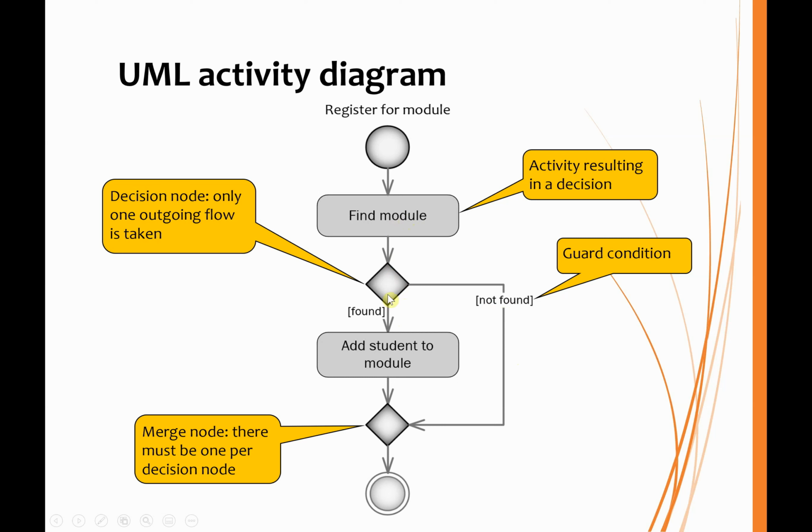When we find a module, we either find it or we don't. If we find it, then we will add the student to the module. How is not relevant at this point. The what is very relevant, and we are describing what, not how, in these diagrams. So we read this activity diagram by saying that first we'll find the module, and if the module is found, we'll add the student to that module. And if the module is not found, then we'll do nothing. So there's no indication at all of error messages or inputs. That's all to do with the solution domain, not the problem domain.